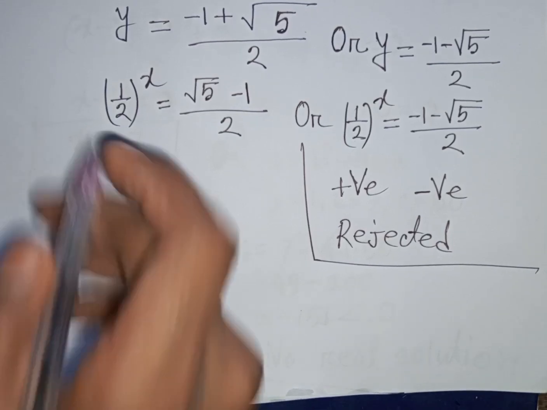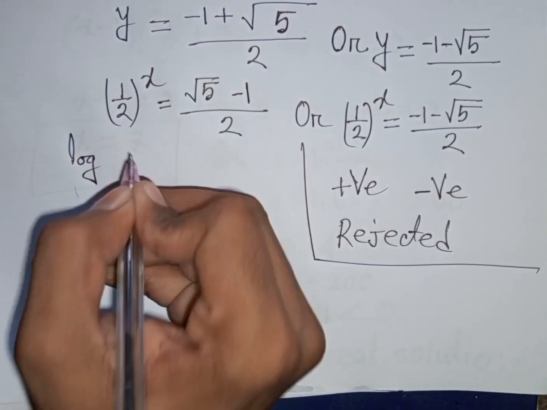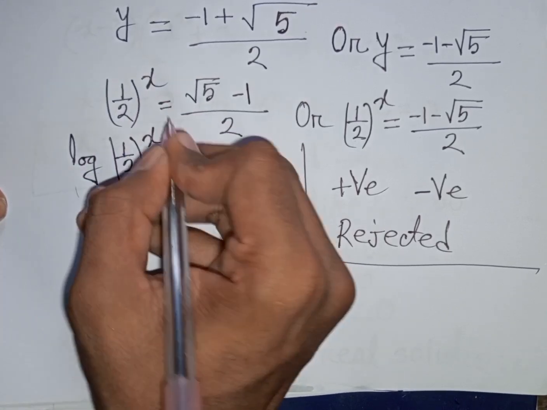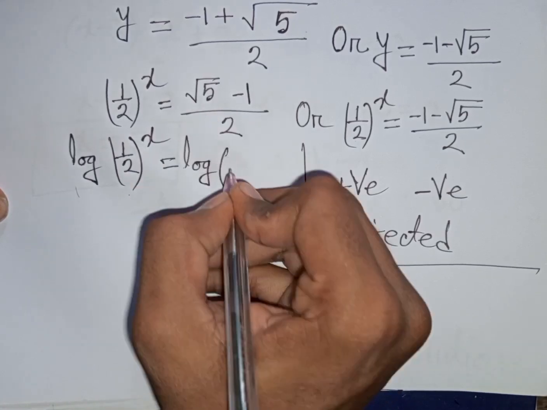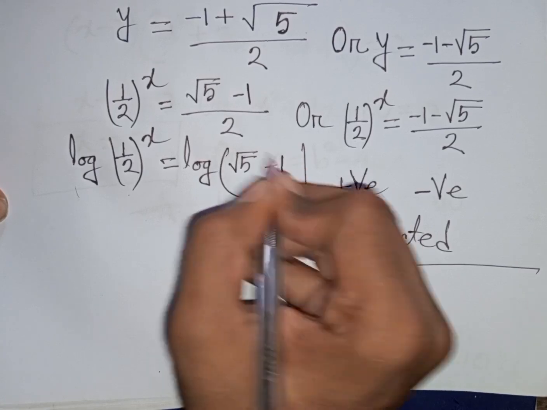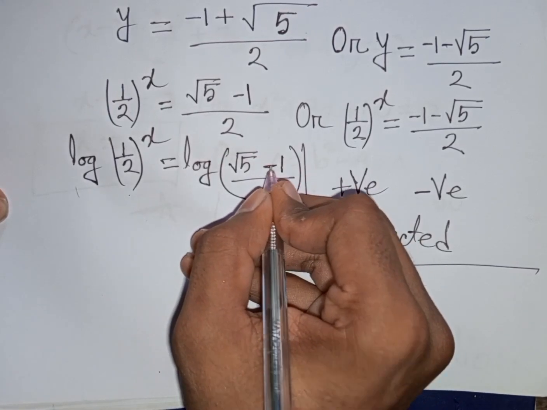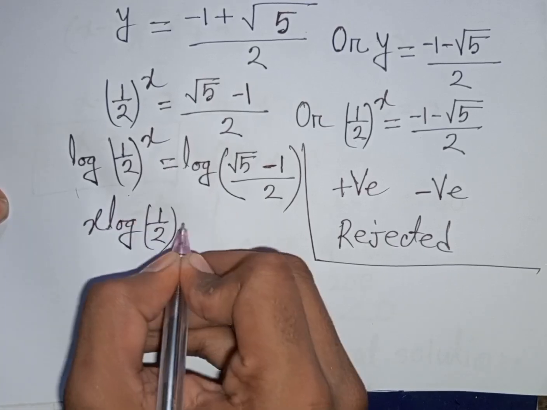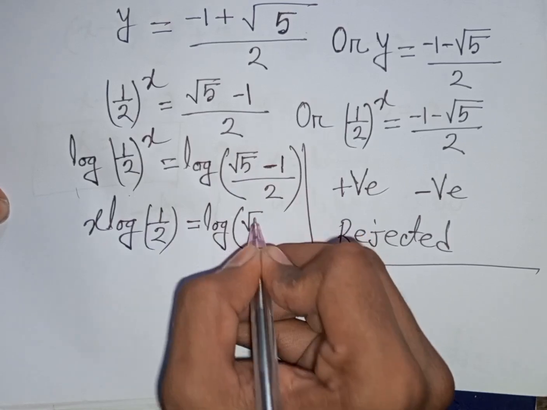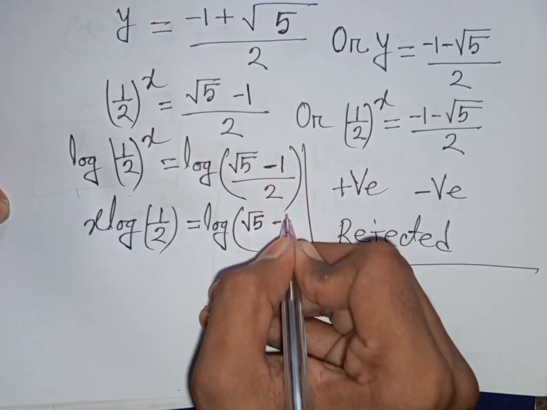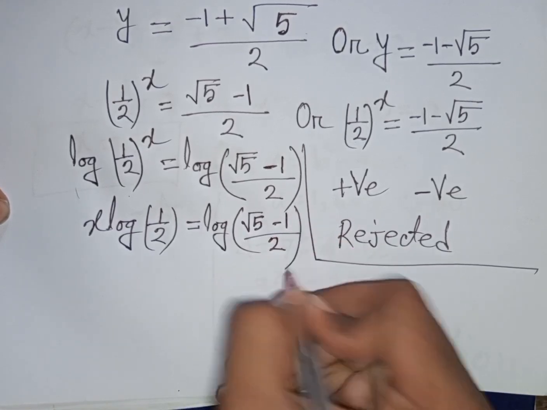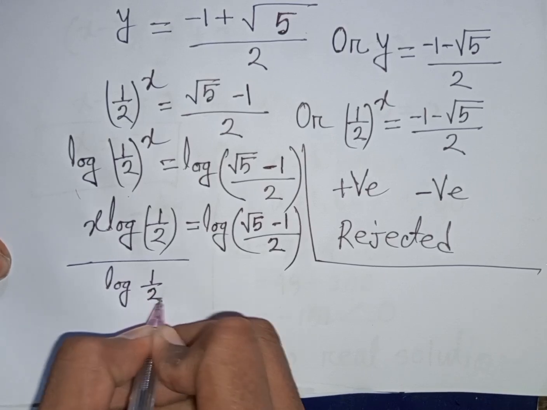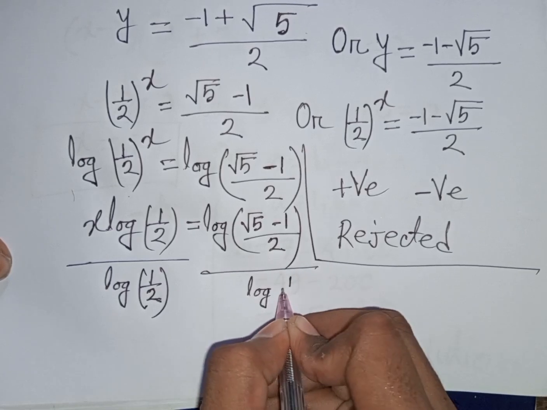Now from here we take log on both sides. We can write here log of (1/2)^x is equal to log of (the square root of 5 minus 1) divided by 2. Now this power x will move to the front, so it will be x log(1/2) is equal to log of (the square root of 5 minus 1) divided by 2. Now we need the value of x, so we divide by log of 1/2 on both sides.